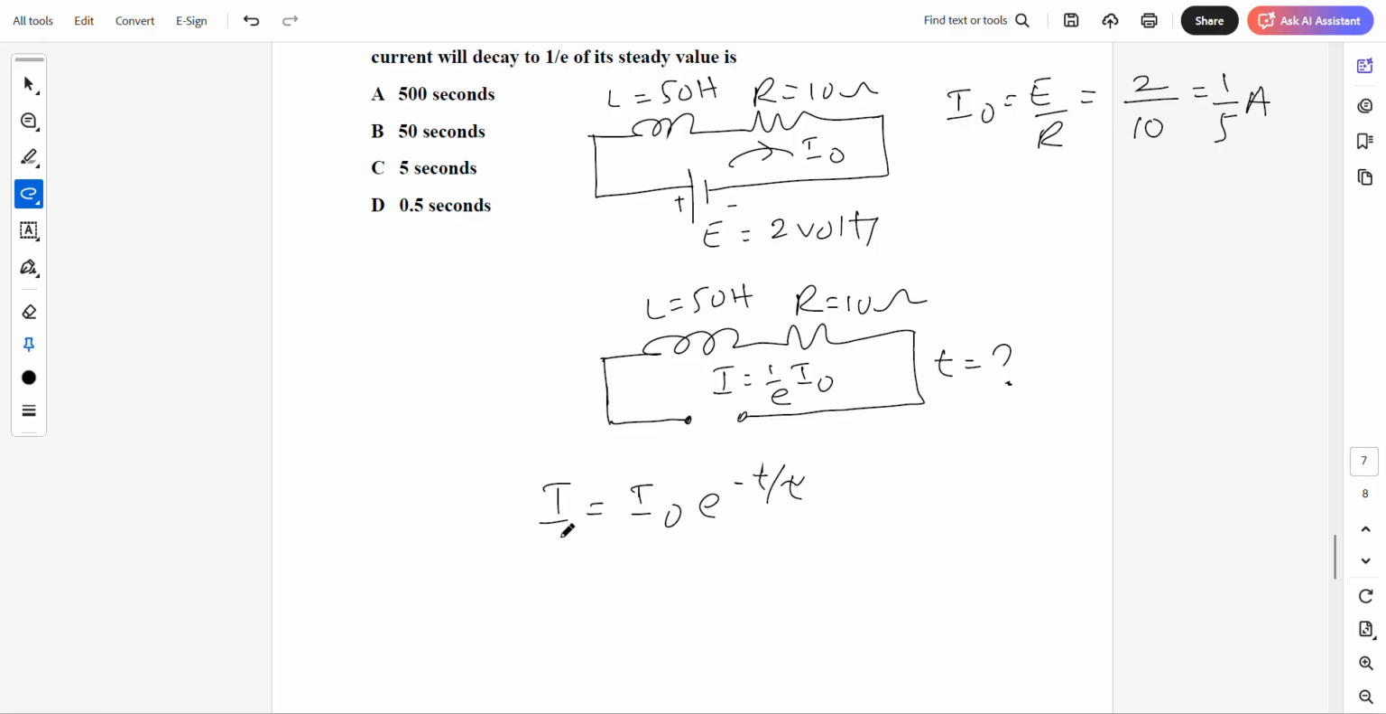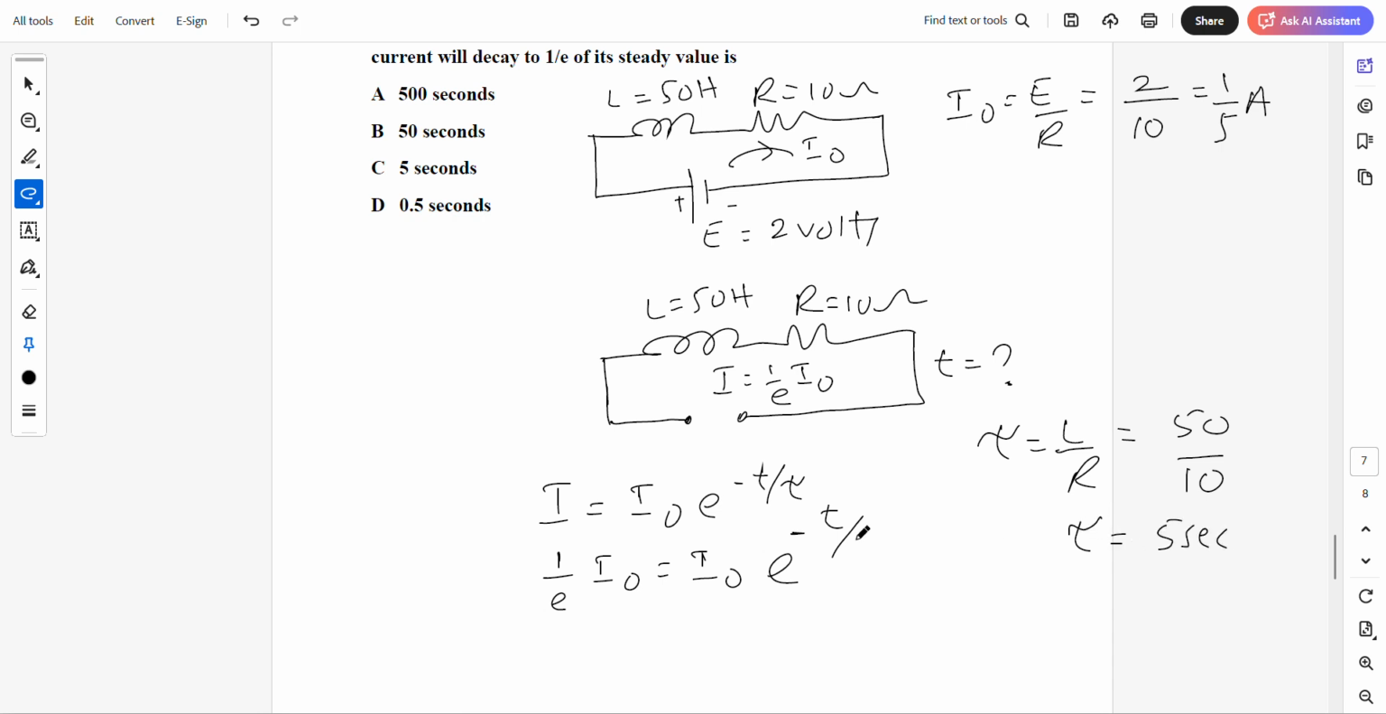Okay. You have been given I. I is how much? 1 by e I naught, e to the power of minus T. We do not know. Tau is how much? Tau is equal to L by R. That is equal to L is how much? 50 by 10. Tau is equal to 5 seconds. That is tau is equal to 5.